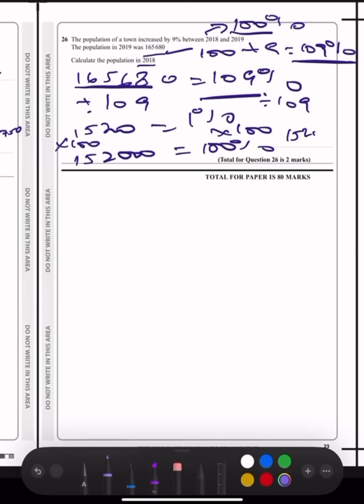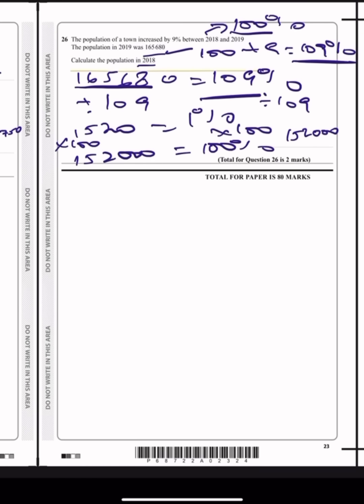So your right answer of 152000, that's your population, and that's how you gain your 2 marks. The total marks for this paper again was 80 marks. So this is how you would complete this paper. Now we're done with questions 16 to 26, as we've skipped the 15th question.